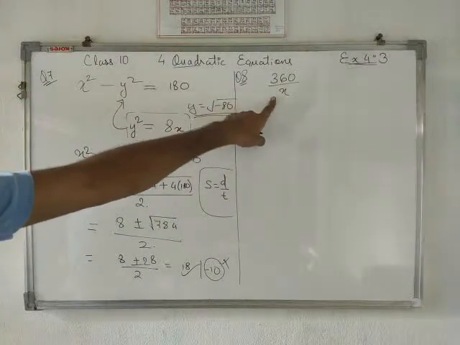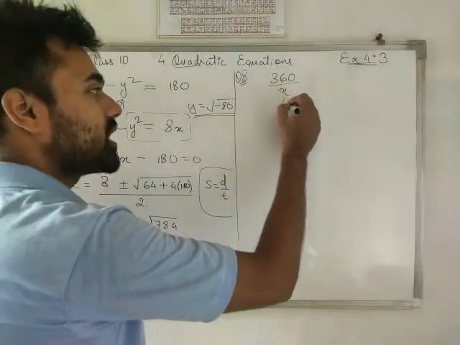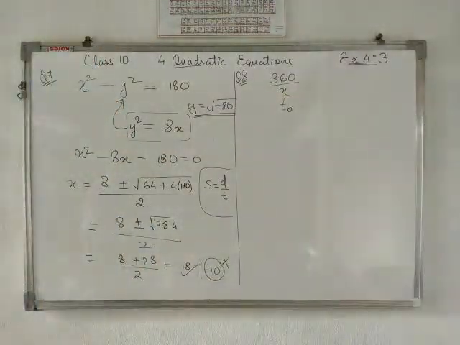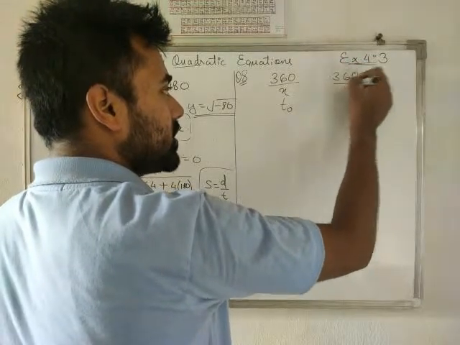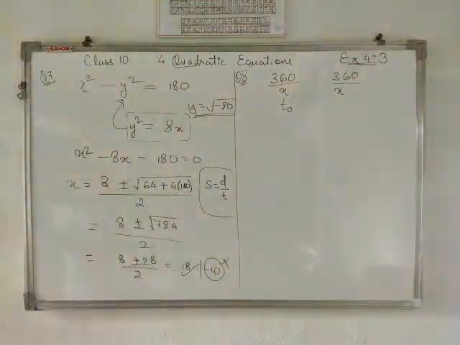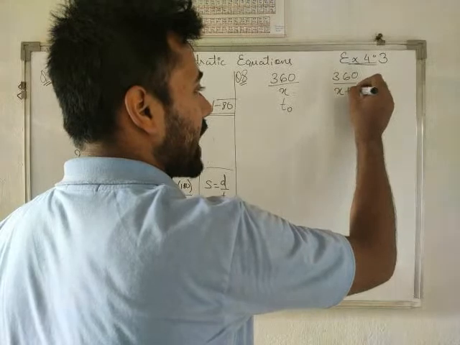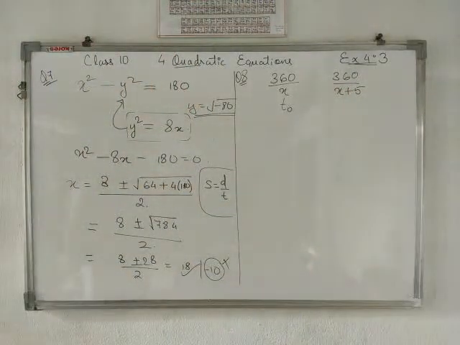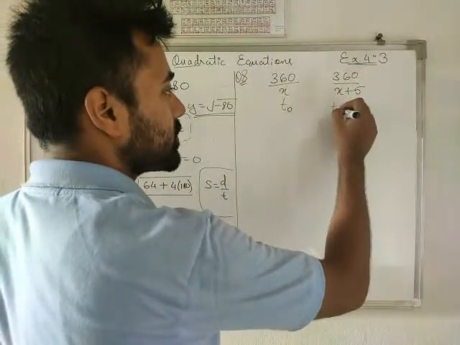So distance by speed, if we have the original speed, this will be our original time, t original, and the new time is nothing but distance by the speed plus 5. Sorry, the speed had been 5 kilometers more, so it will be added. It will be added, 5 kilometers more. This is the new time.